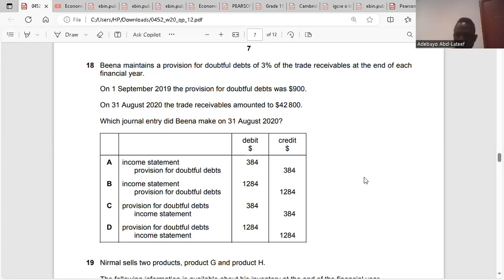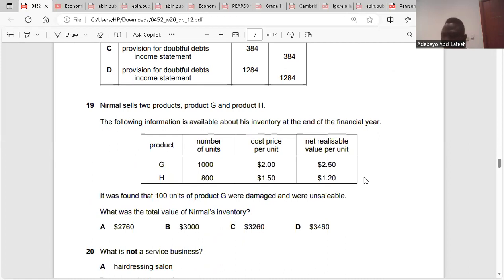Question 19. NEMA sells two products, product G and product H. The following information is available about its inventory at the end of the financial year. Did you get it right? No. Which is 19? Yeah. It's okay. For product H, I did product H first. Product H is 800 and the net realizable value is 1.2. So that one doesn't have any issues. So 800 multiplied by 1.2 is 960.